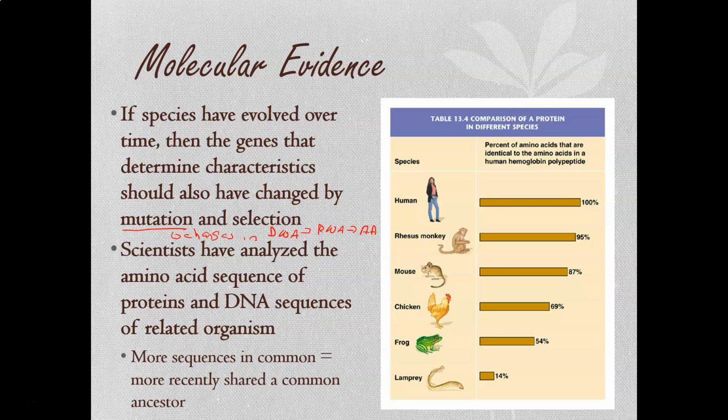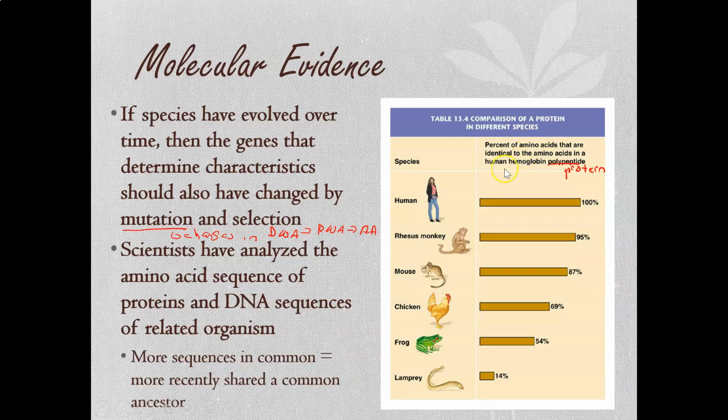I can then look at how those species evolve over time based on the changes to a particular trait that they share. So that's what we're looking at over here. So here is a bunch of different species. They all contain this hemoglobin protein. Remember, polypeptide is another word for protein. And so we're looking at the percentage of amino acids that they share in common.